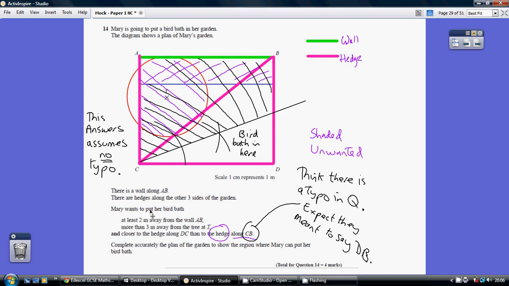Secondly, we need the bird bath to be more than 3 meters away from the tree at T. So get out your compass, set a radius of 3 centimeters and draw that circle. That was your second mark. Now we need it to be further away than that.